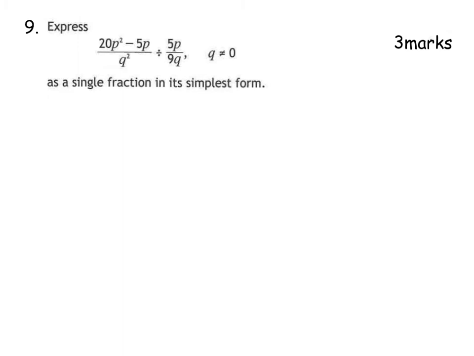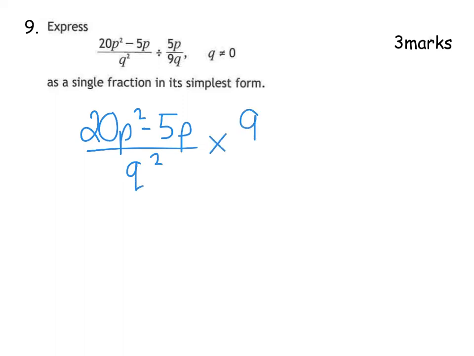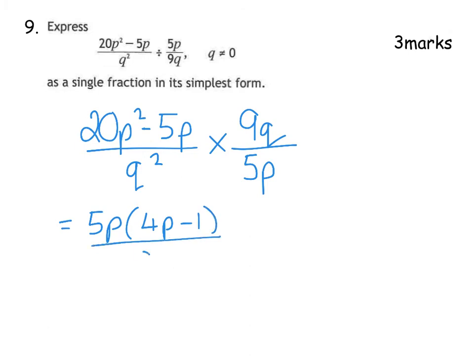Okay, fractions. So this is a divide and a fraction. The first thing we're going to do, or there's different ways to do this one, is keep it, change it, flip it. So we're going to keep the first fraction. Although something's jumping out at me, I'm itching to take out a common factor there on the top line. We're going to turn that into a times, and we're going to make that 9q over 5p. So as I said, I've instantly spotted a common factor on the top left here of 5p. So I've got 5p bracket, 4p minus 1, all over q squared, times 9q all over 5p.